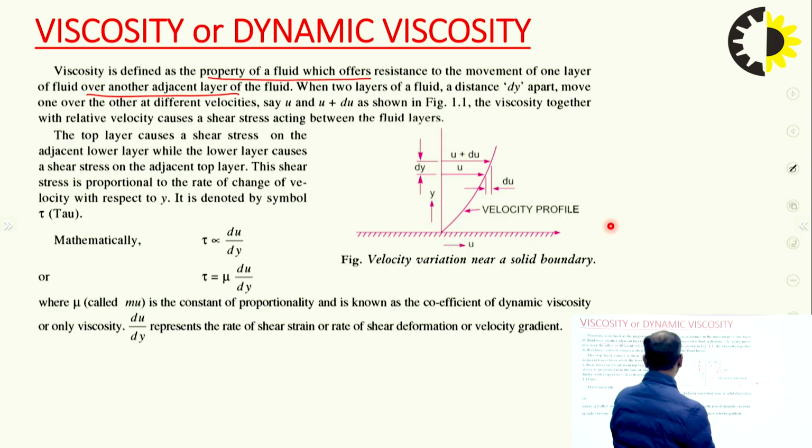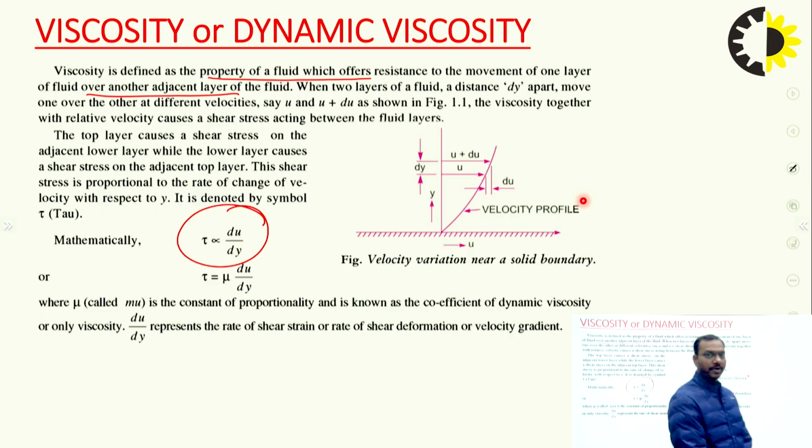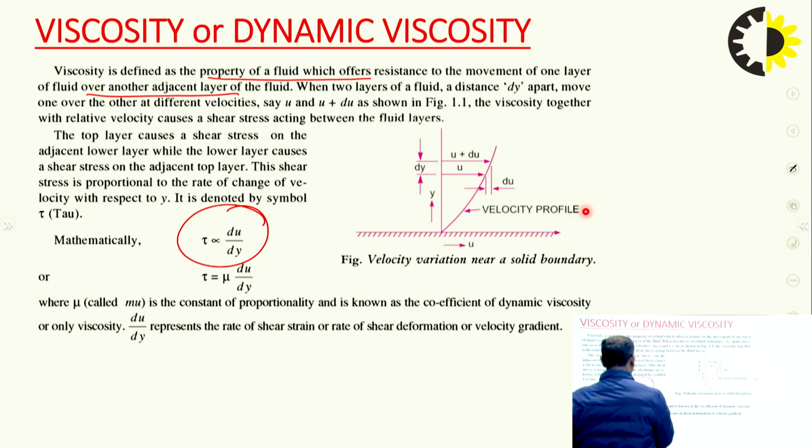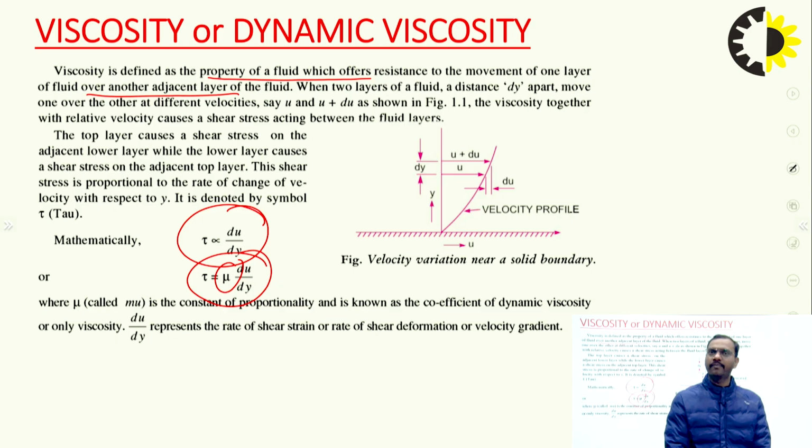And mathematically we can say that shear stress tau is directly proportional to du over dy, where du over dy is the velocity gradient. If we further solve this equation, we get tau is equal to mu du over dy, where mu is the viscosity or dynamic viscosity. So basically, it is the internal resistance offered by one layer of the fluid to another layer.